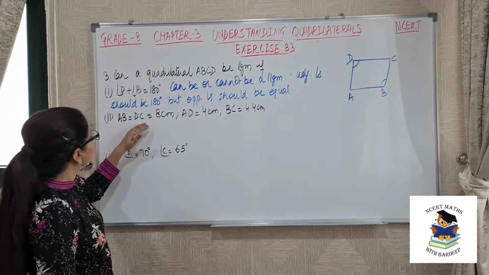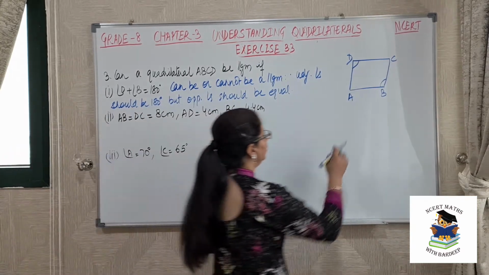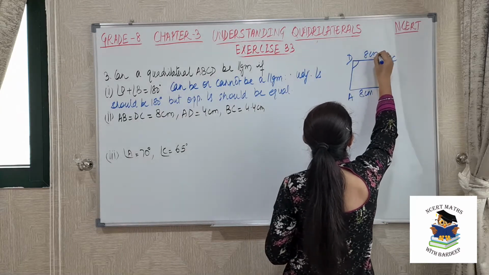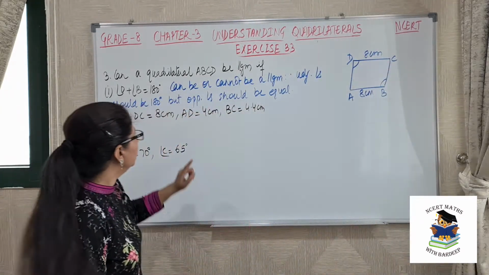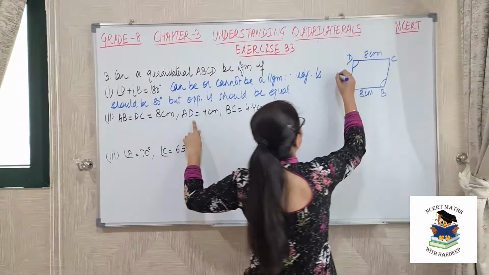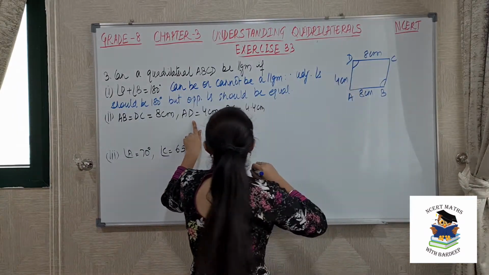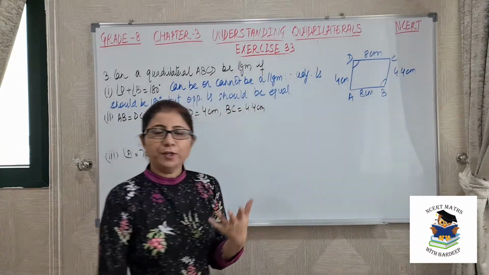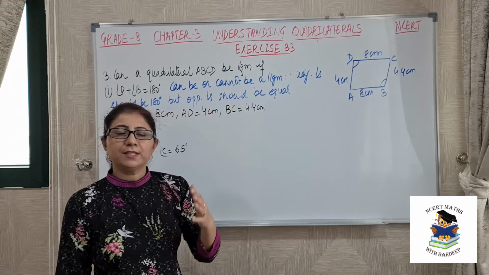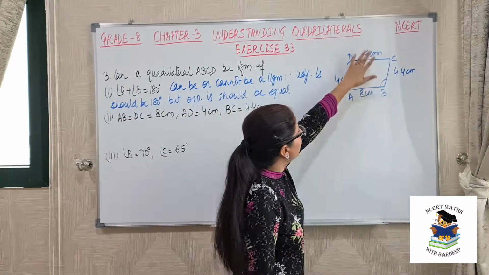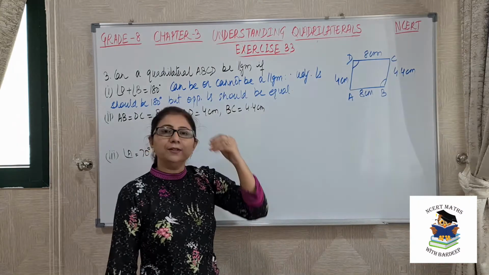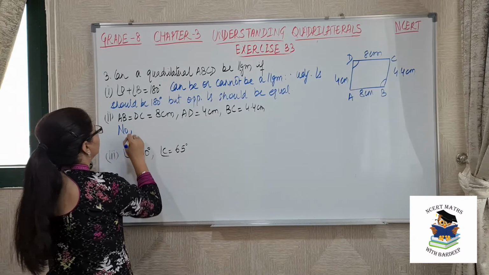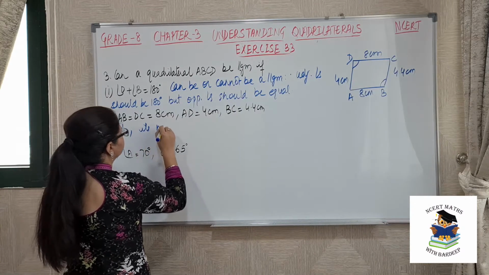Second is AB is equal to DC is equal to 8 centimeter. So this shows that one pair of opposite sides is equal. Second is AD is 4 centimeter and BC is 4.4. So what are the conditions for a parallelogram? Each pair of opposite sides should be equal. In this case, one pair is equal but the second is not. So definitely it will not be a parallelogram. So we will say no, it's not a parallelogram.